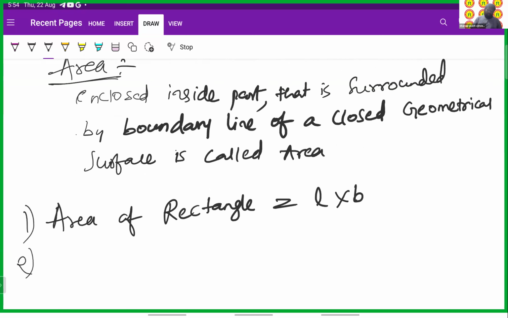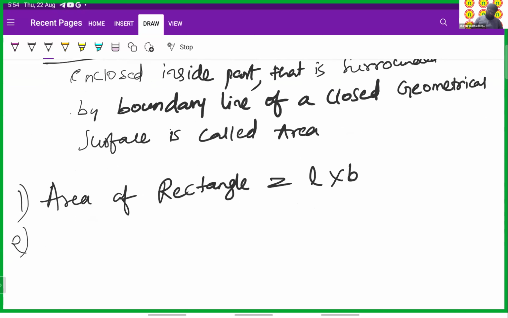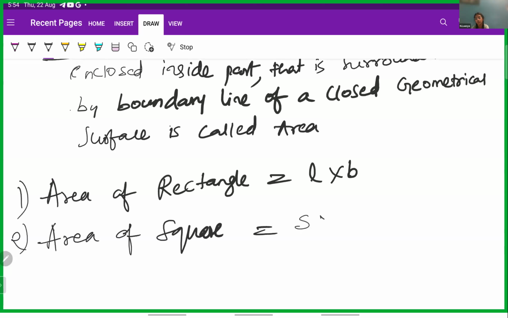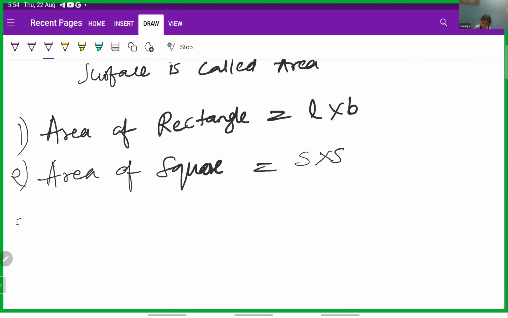Next, what other formula is there? Area of a square. Side into side, sir. Side square. S into S, S square we can say. Sorry, nothing.